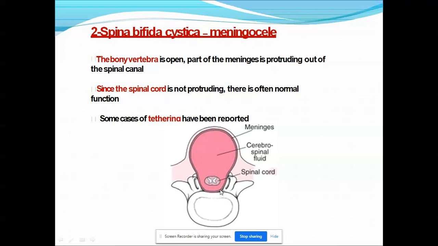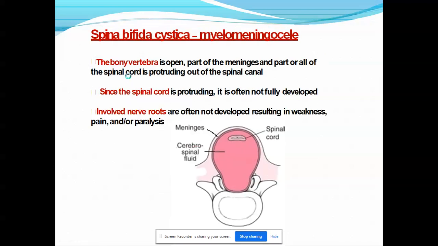So you can see in this picture, in the center, we have the spinal cord. Then there will be swelling. So the CSF, that is the cerebrospinal fluid, will be increased in that region, and the meninges. Okay, the meninges can be protruding out of the spinal canal. So like this, swelling will be there inside. So remember, meningocele means the meninges will protrude out of the spinal canal.